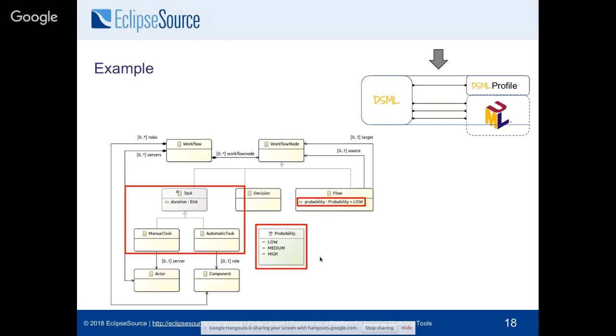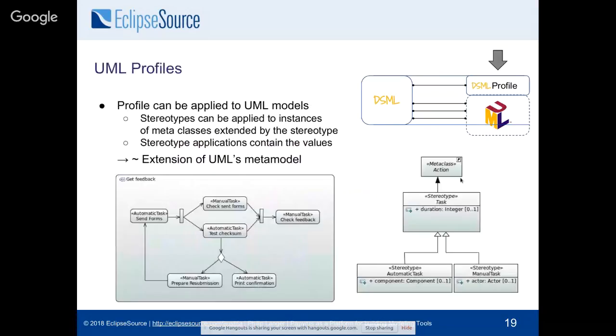And in this particular example, we can't represent in an activity diagram whether something is a manual task or an automatic task, and we can't represent, for instance, the probability of a flow, whether it's low, medium, or high. So with those red marked areas, this is exactly what we would then have to represent on top of UML in this domain-specific profile.